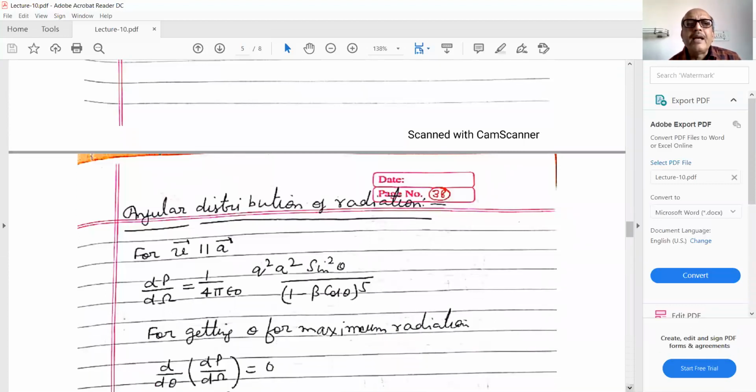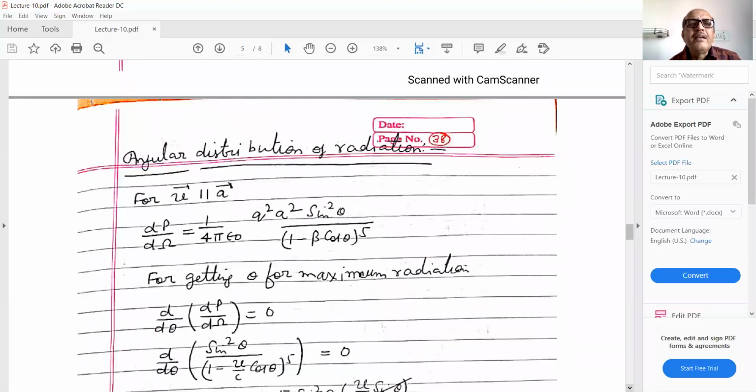Now, as I told you in the last lecture, we will now discuss the angular distribution of radiation. For the case in which the velocity of the particle is parallel to the acceleration, we derived this formula: dP upon d sigma is 1 upon 4 pi epsilon 0 q square a square sine square theta upon 1 minus beta cos theta to the power of 5. Beta is v upon c. Then we integrated this and we ended up with a term like gamma to the power of 6 after integration. This is the formula for the power radiated per unit solid angle.